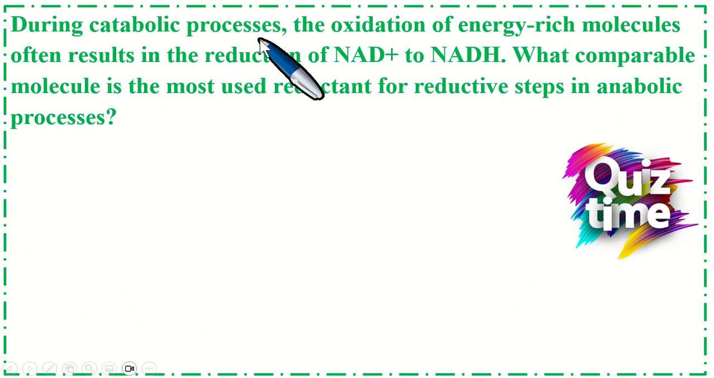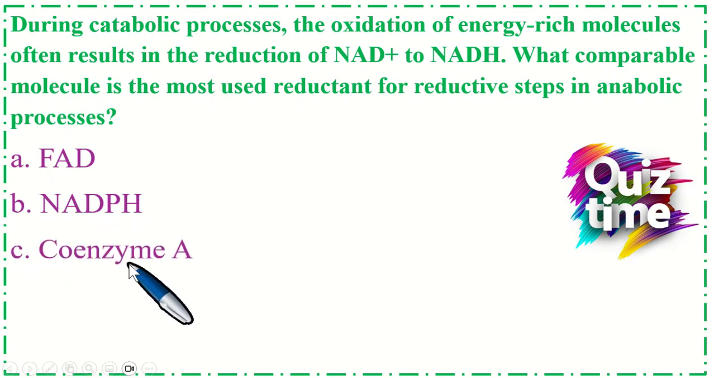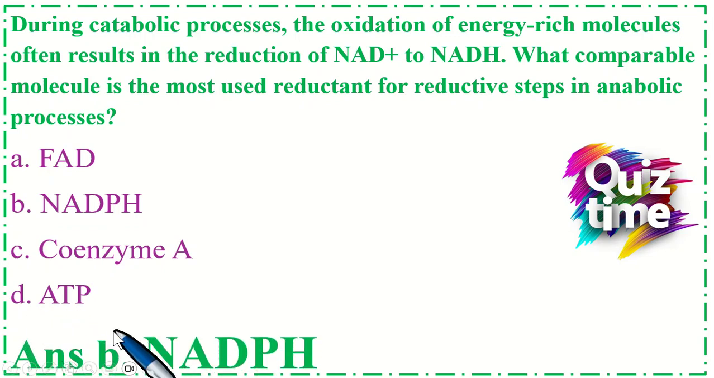During catabolic process, the oxidation of the energy-rich molecules often results in the reduction of NAD to NADH. Which comparable molecule is the most used reductant for reductive steps in anabolic processes? Option A FAD, B NADPH, C coenzyme A. Option D ATP. Correct option is B NADPH.